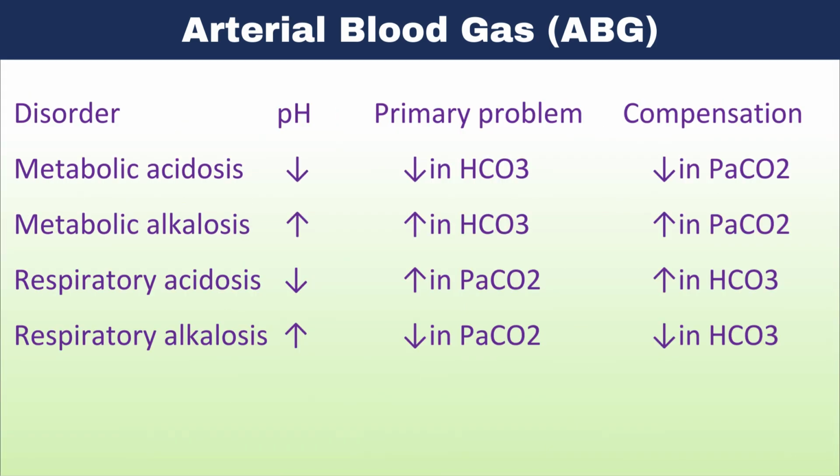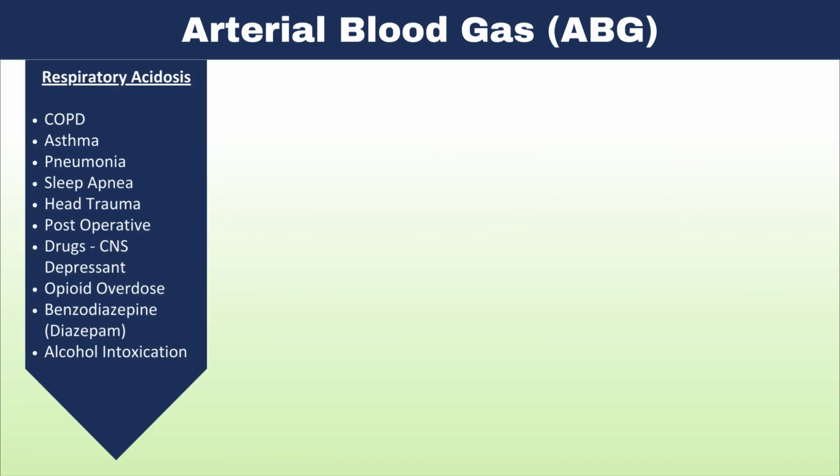In metabolic disorder, the primary problem is with bicarbonate. The kidney is not able to excrete bicarbonate or not able to retain adequate bicarbonate. If the kidney is not able to excrete bicarbonate, it is called metabolic alkalosis. If the kidney is not able to retain adequate bicarbonate, it is called metabolic acidosis. In respiratory disorder, the primary problem is with partial pressure of carbon dioxide. Inability to remove excess carbon dioxide from the blood and the lungs is called respiratory acidosis. Excess carbon dioxide exhalation from the lungs and reduced carbon dioxide tension in the blood causes respiratory alkalosis.